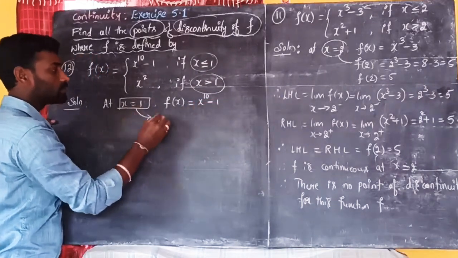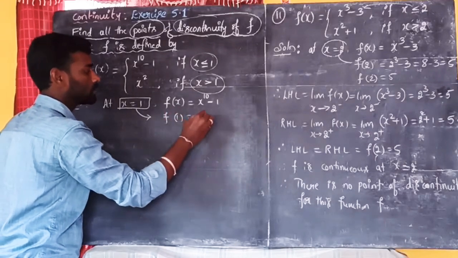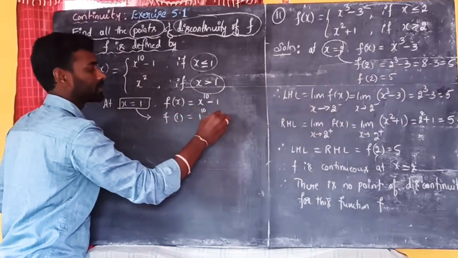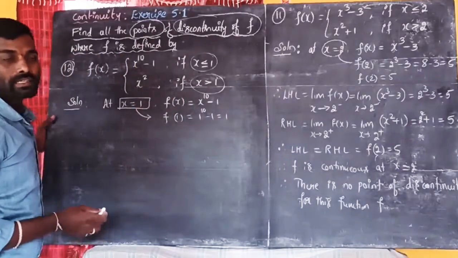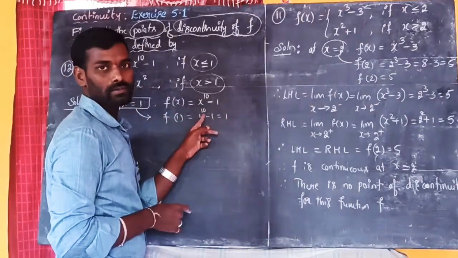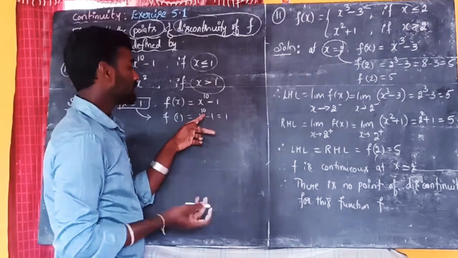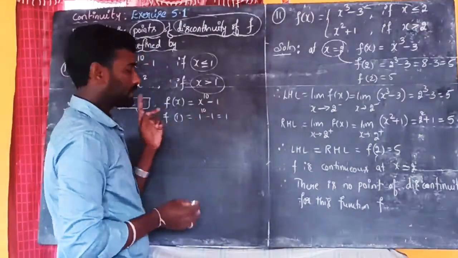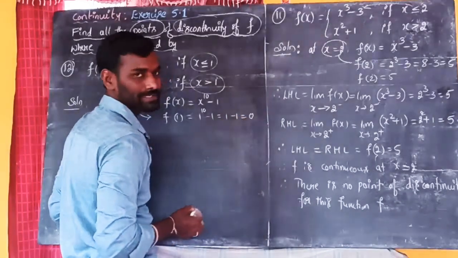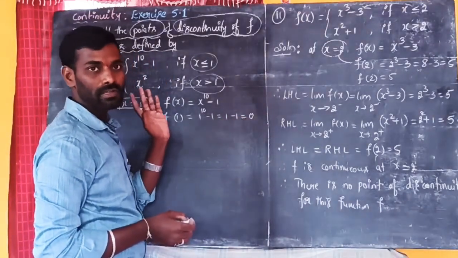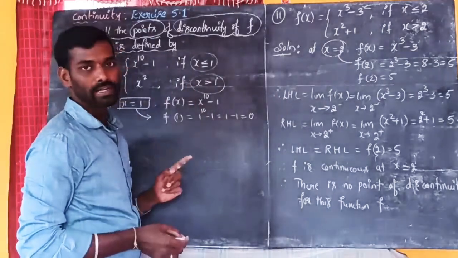Therefore, at x is equal to 1, f of 1 is equal to 1 to the power of 10 minus 1. 1 to the power of any number is 1 only. 1 to the power of 10, 100, 1000, anything, that is 1. 1 minus 1, that's equal to 0, guys. 1 to the power of any integer is what? 1.